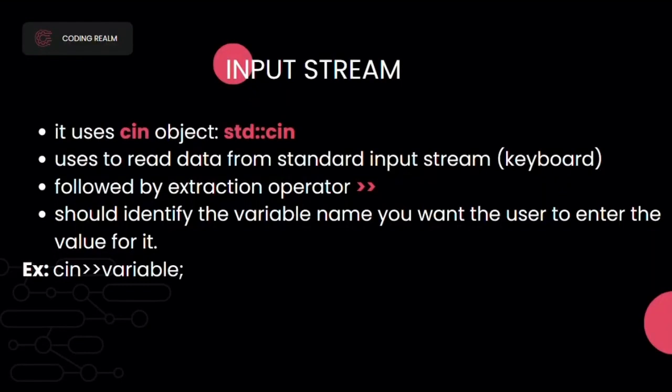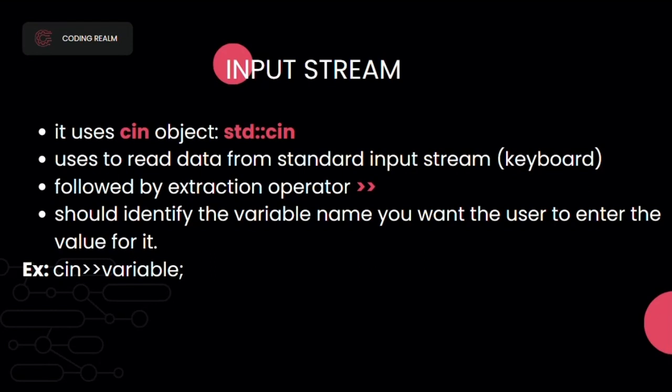Now the input stream. Input stream uses the cin object, std::cin. It is used to read data from the standard input stream by using the keyboard. It means I tell the user to add, for example, a variable, a number, an integer, etc. This integer is entered by using the keyboard. The cin, or the input stream, is followed by the extraction operator.